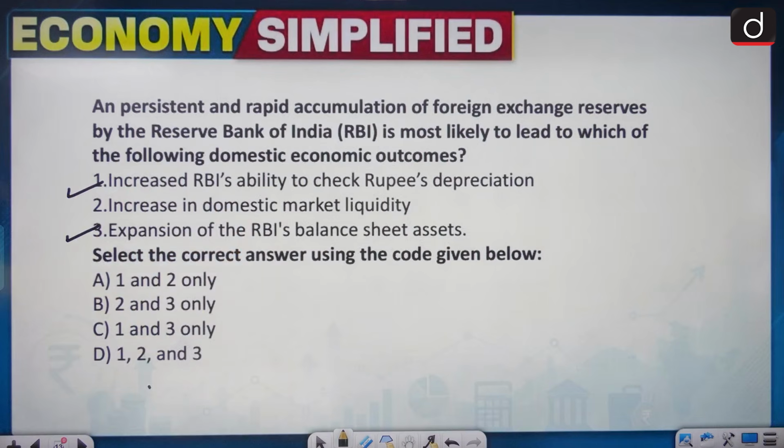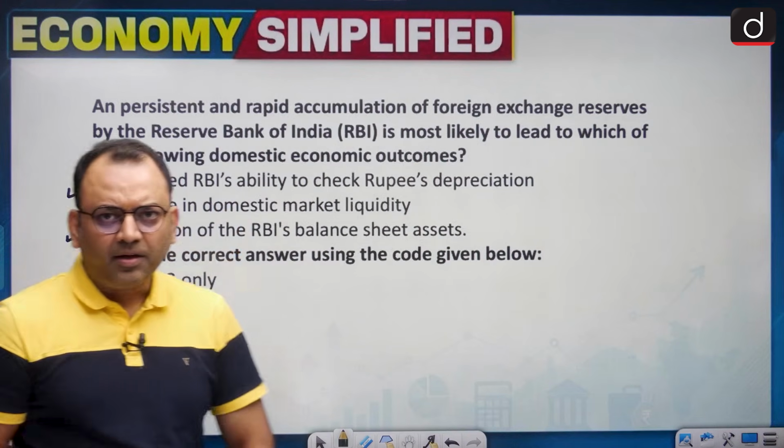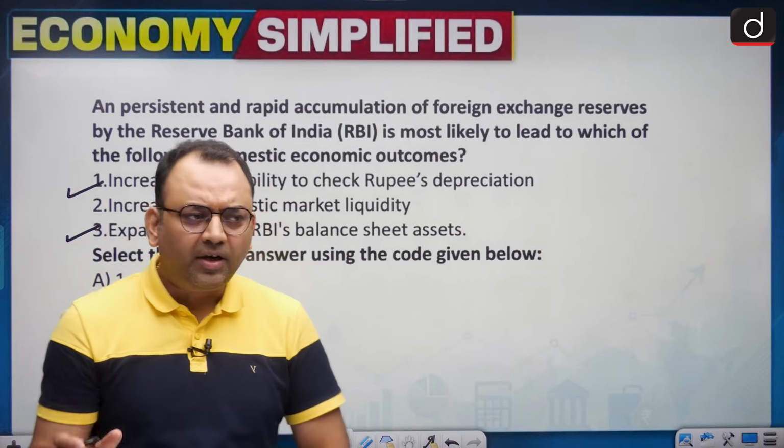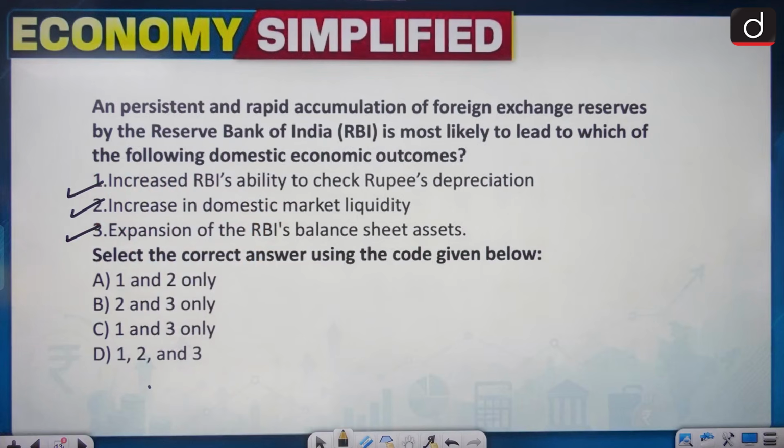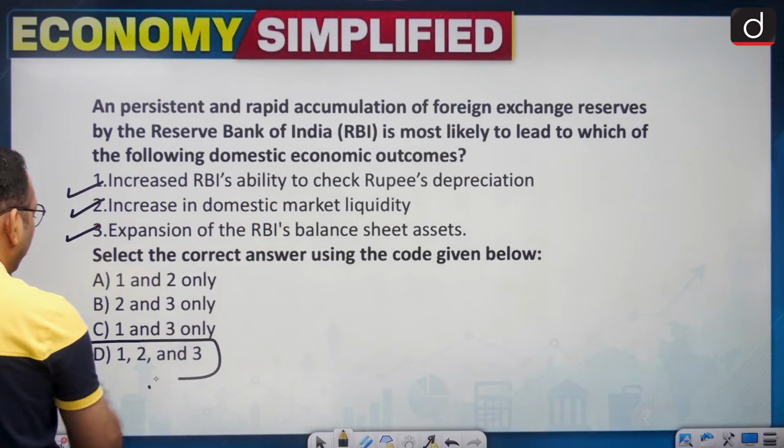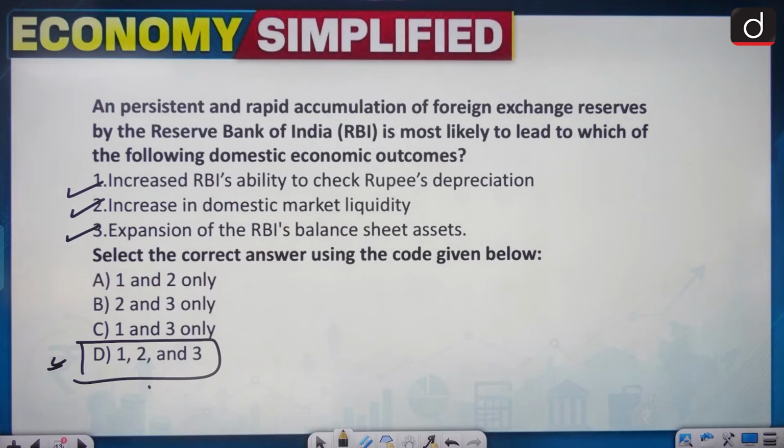Now, when RBI has a lot of forex, it can release it in the market, right? As a result, the market will have liquidity. So this is again a correct statement. So the answer here becomes D. 1, 2 and 3, all of them are correct. So answer is D, friends.